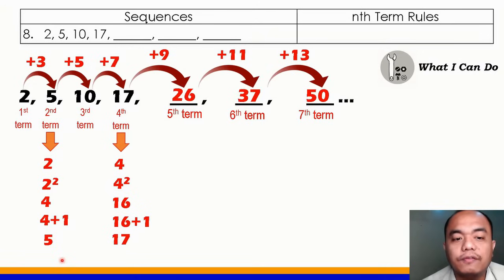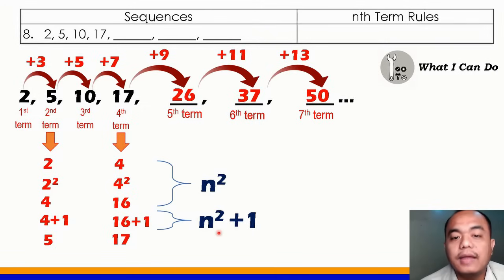So try to figure out if you can form a pattern here. Again, these are perfect squares. 4 is a perfect square, and this one is a perfect square also. This represents this 4 and this 2 as your n, right? Kasi nakuha natin ito sa term number nila. So, pwede nating sabihin na makagagamit tayo ng n squared dito. Since we add 1 here, then we can also conclude that n squared plus 1 is our n term rule for number 8.